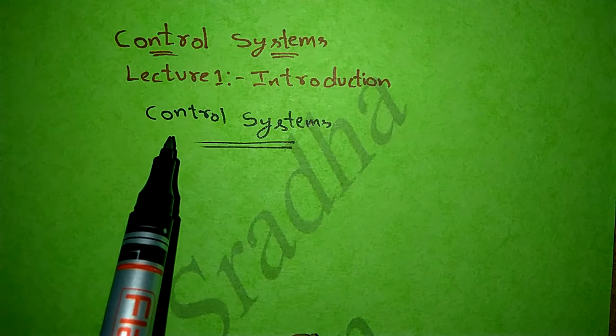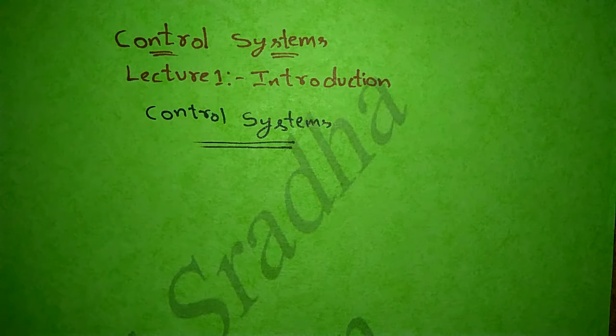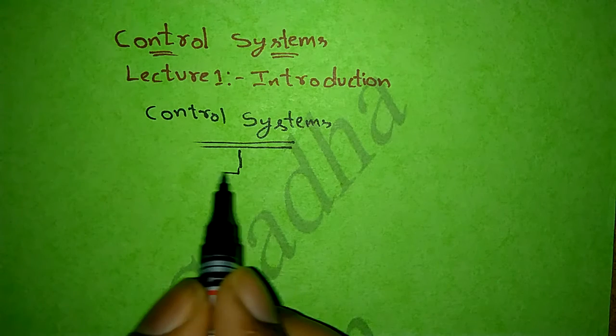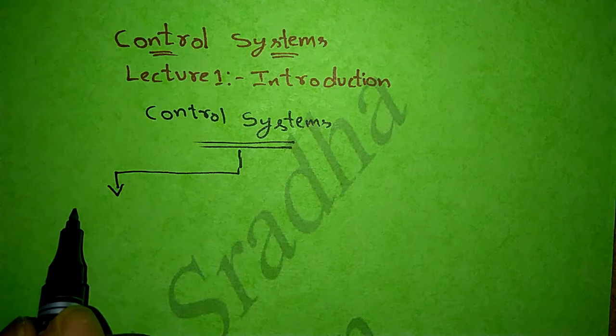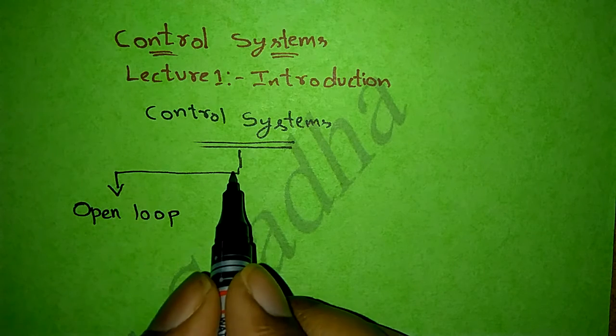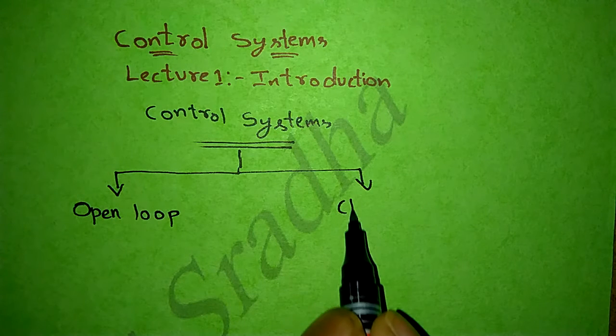Next, the word control means regulate or maintain in a desired manner. So together, control system means a system which maintains in a desired manner, which regulates the output. Basically, control systems are classified into two types. One is the open loop system, and another one is the closed loop system.